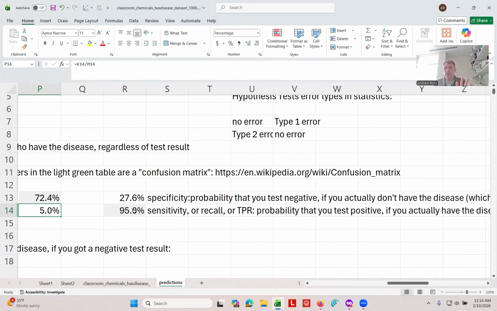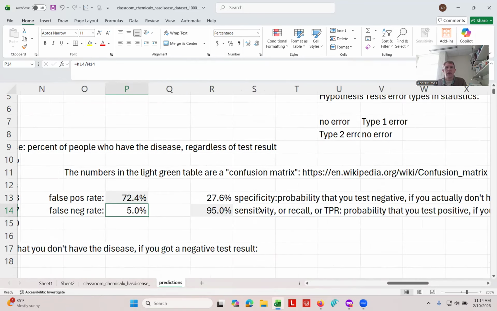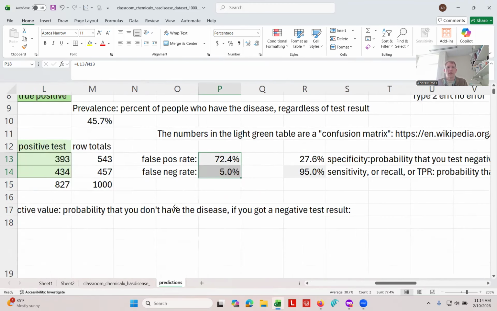There's also sensitivity, which is also called recall, or true positive rate. It is the probability that you test positive if you actually have the disease. Again, which you never really know. So we want sensitivity and specificity to be large, hopefully near 100%. We want false positive and false negative rate to be low because they're false things.